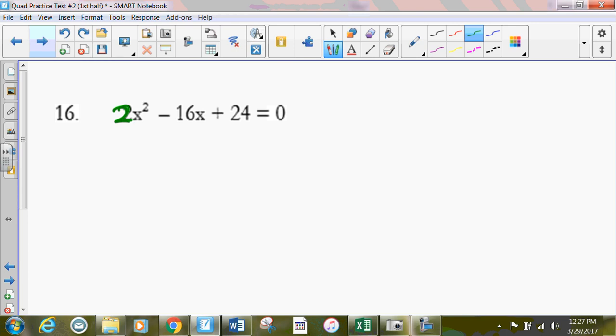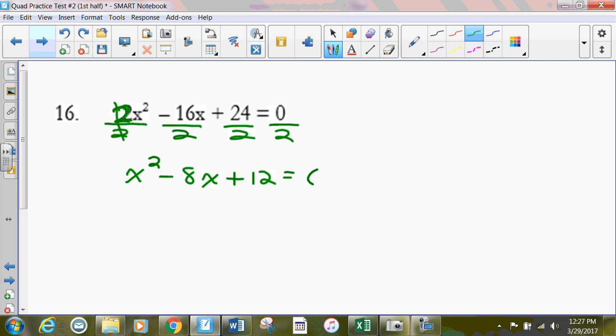Yes, we can. What does 2, negative 16, and 24 have in common? What's their GCF, their greatest common factor? Yes, that's right, it's 2. And so we can divide through by 2 as long as we do it to every term on both sides of the equation. So 2 divided by 2 is equal to 1. We don't write that 1 anymore. We just know that there's a 1 there. Negative 16 divided by 2 is negative 8. And 24 divided by 2 is 12. And 0 divided by 2 is 0.